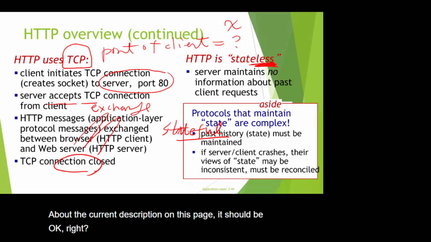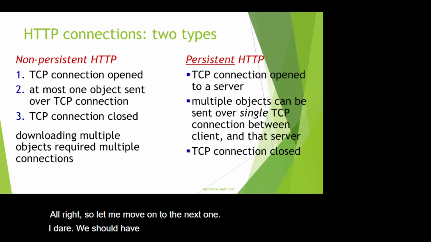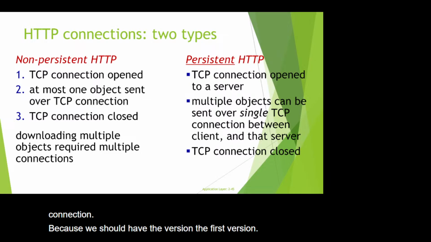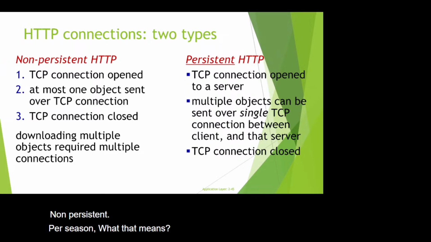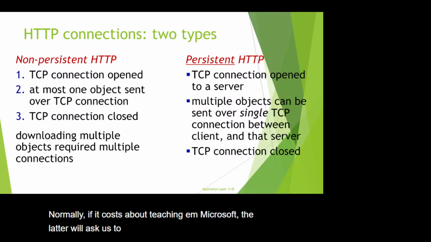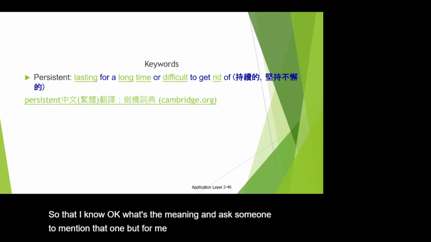All right, let me move on to the next one. We should look at the details of one connection versus multiple connections, because we have different versions. The first version is non-persistent. Persistent, what does that mean? Normally, in a course taught in English, the lecturer will ask us to guess and ask someone to explain the meaning. But for me, that's okay.